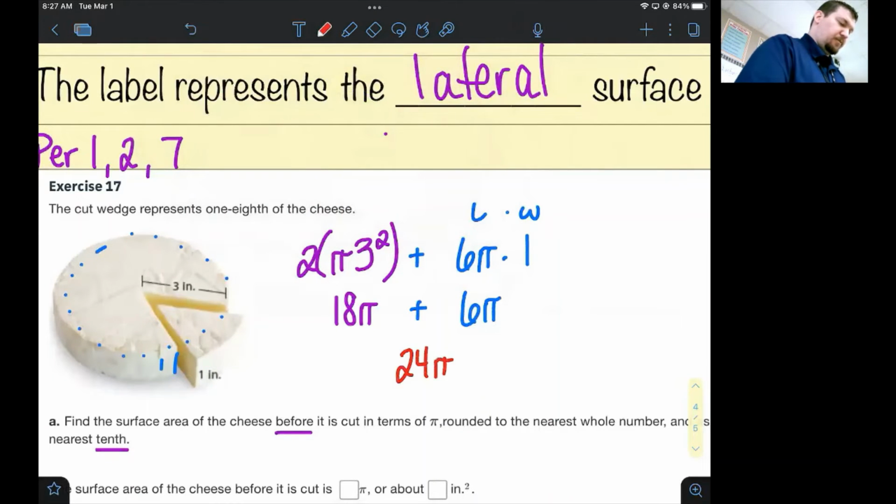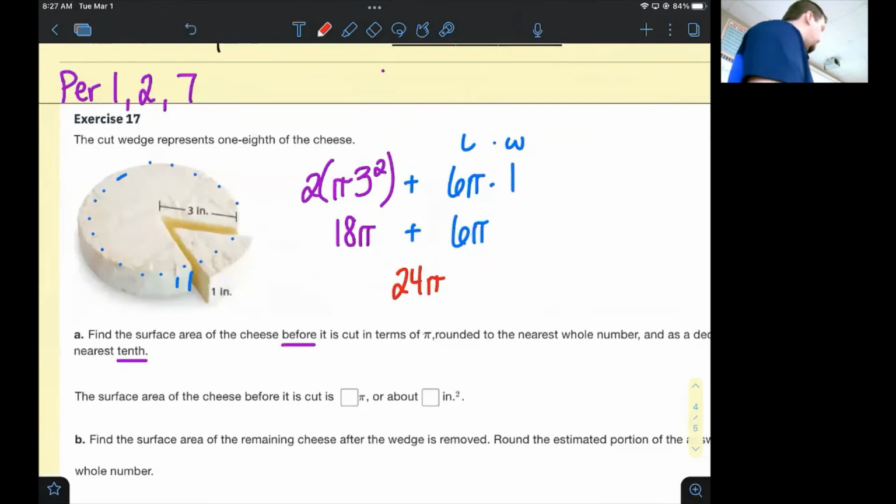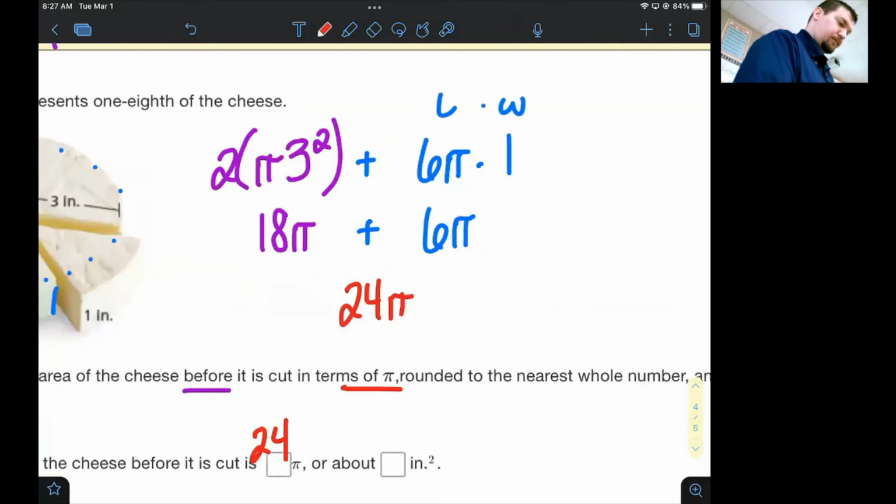You just answered the first part of the question then. Find the surface area of the cheese before it's cut, both in terms of pi, so 24 pi, and rounded to the nearest tenth. So what's 24 times 3.14? I'm going to use my approximation symbol, which is a squiggly equal sign. Shows you that I'm not exact here because I'm using 3.14. I'm rounding pi. What do you get, Maddox?